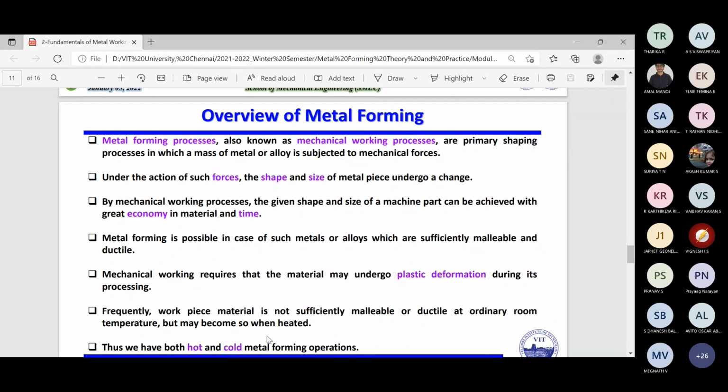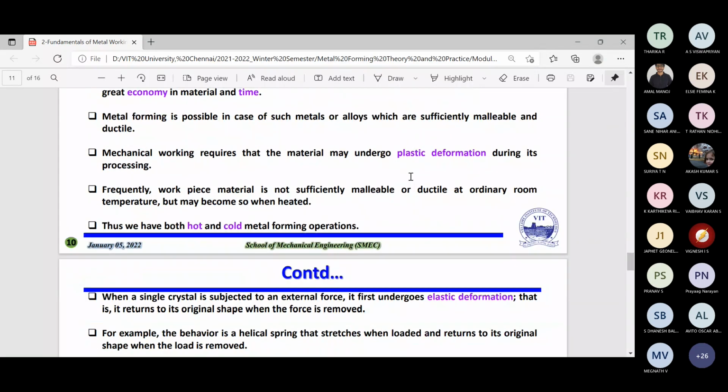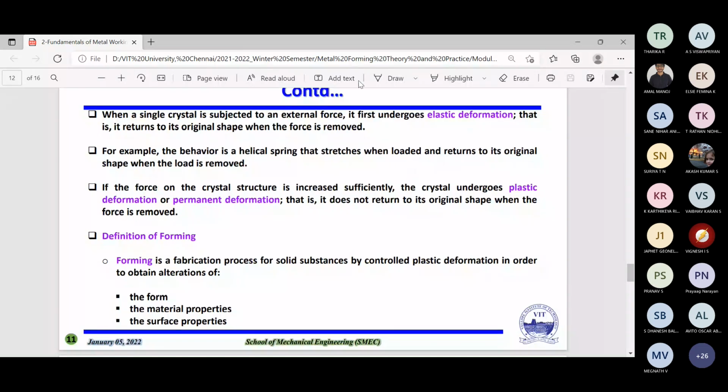Now I am only giving the definition and information. In plastic deformation, we are talking about the permanent change. Whenever you give some mechanical force, you get some permanent change here. So I put the definition here. When a single crystal is subjected to an external force, it first undergoes elastic deformation. I think you have already studied this in strength of materials, and that is, it returns to its original shape when the force is removed, like the elastic nature.